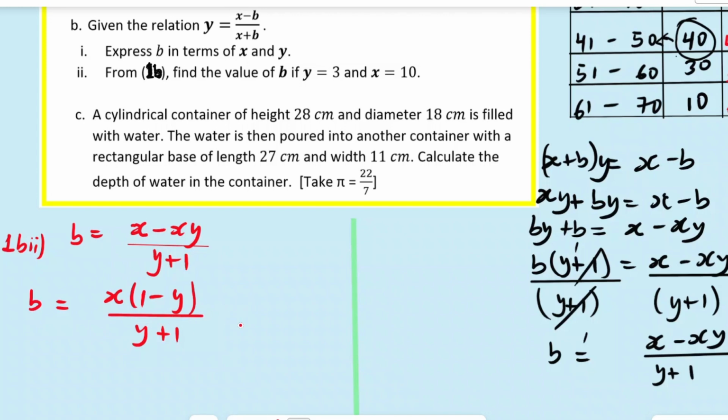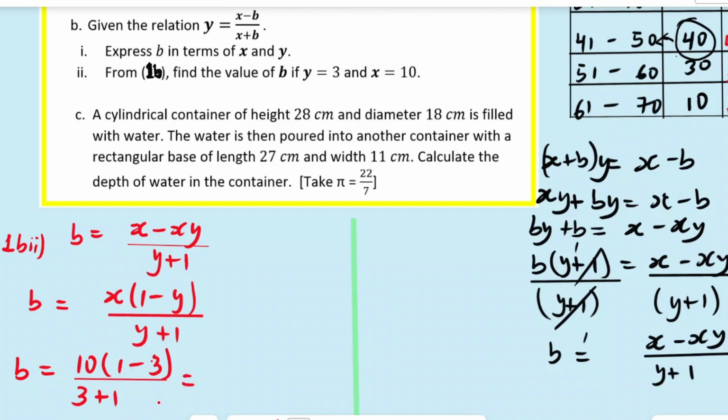So let's do the substitutions. So that means b is equal to, x is 10, so you have 10 here in the bracket. 1 minus y, y is 3, we have 3, all over, we have y, which is 3, plus 1. So that's what we have.